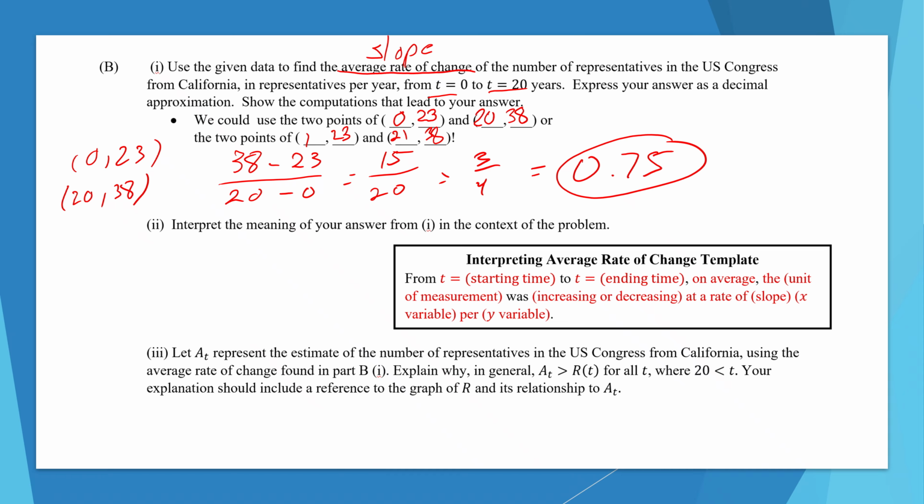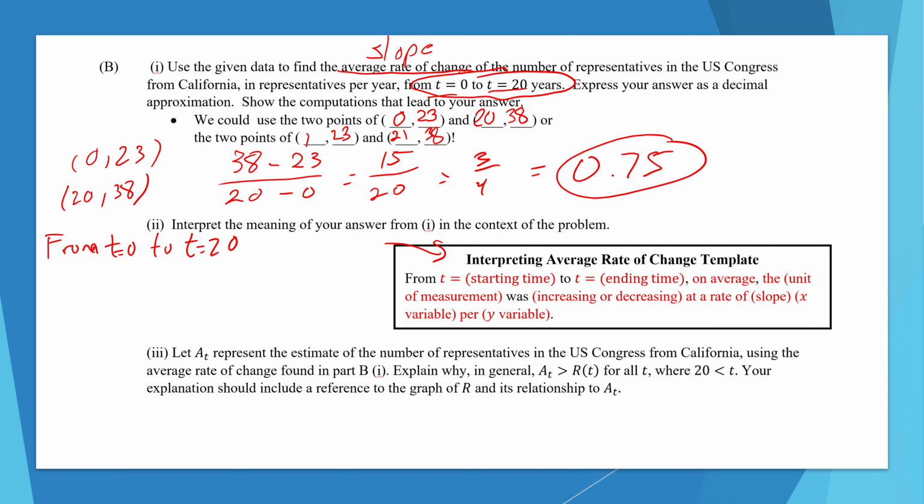This is the final type of question that you could see for part 2, which is interpret the meaning of your answer from 1 in terms of the context of the situation. So this is a good template right here that will typically guide you on how to answer this question. And so the first thing you want to do is talk about the time frame you looked at, right? From t equals 0 to t equals 20. And this is going to be from the story prompt. So even if you used 1, 23 and 21, 38, you want to say from 0 to 20 when you give your answer to part 2, because that's what the question was specifically asking for.